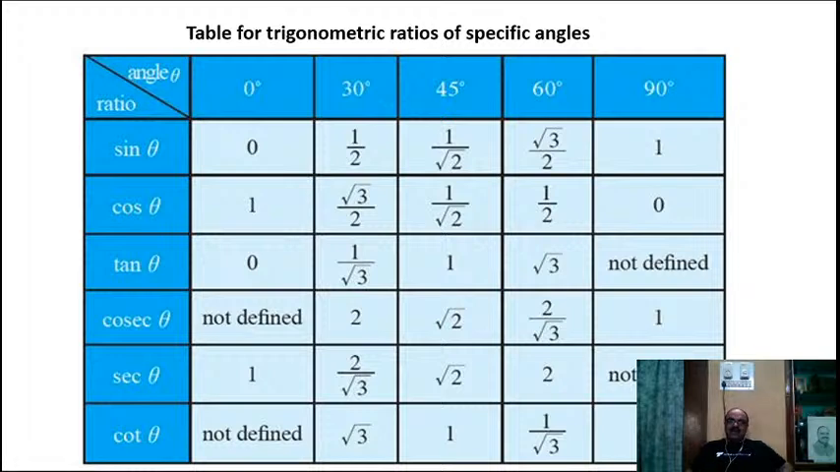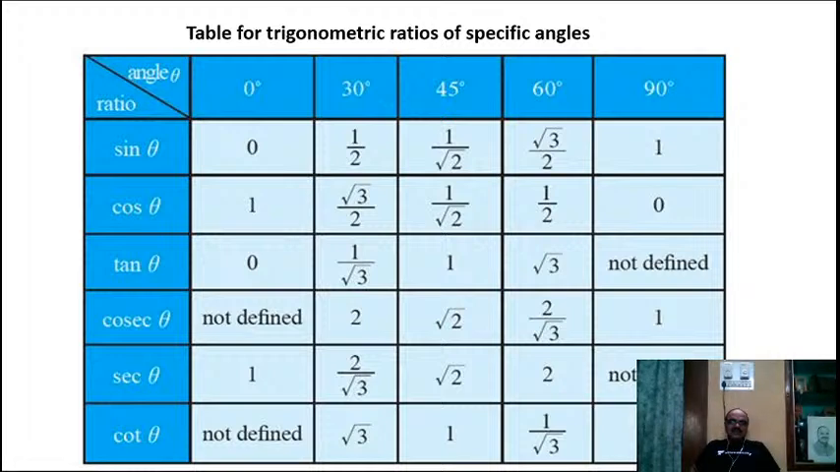Now sec, same case as cos. Cos 0 was 1, so sec 0 is 1. Cos 30 is root 3 by 2, so sec 30 became 2 by root 3. Cos 45 was 1 by root 2, sec 45 is the reverse of it. The denominator goes to the numerator, so it is root 2. Sec 60 is 2 because cos 60 is 1 by 2. Whereas cos 90 was 0, so sec 90 is 1 by 0, which becomes not defined. Infinite values, it cannot be defined.